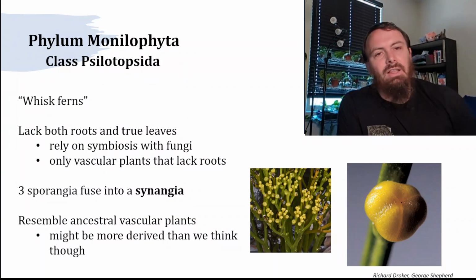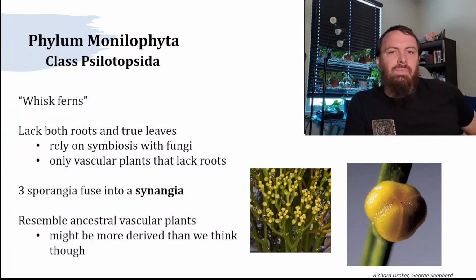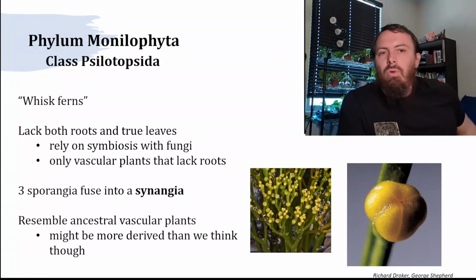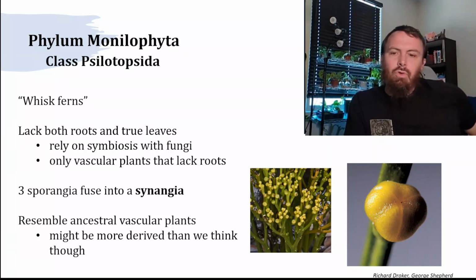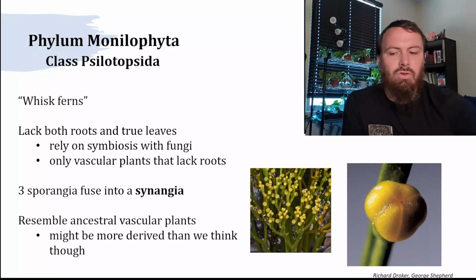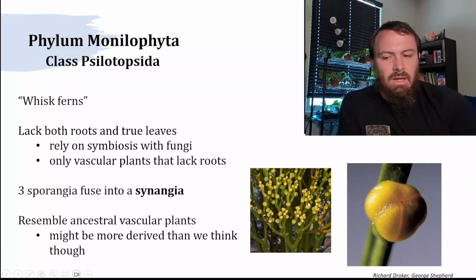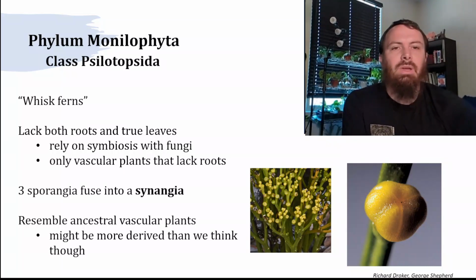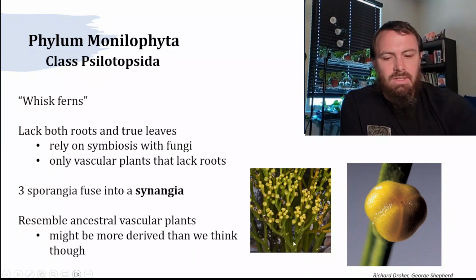Then we have class Psilotopsida. These are the whisk ferns. This is probably, at least locally, the least important of the monilophytes because we don't really see them very much. They don't have true roots or true leaves. So they're using photosynthetic stems here again. Now they do have sporangia, but if you notice, it's split into three parts. So there are three sporangia that are produced that fuse into what we call a synangium, kind of the main characteristic of this group. And you can see how the branches kind of bifurcate, which gives it the name of the whisk fern.